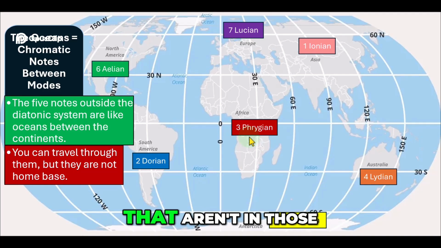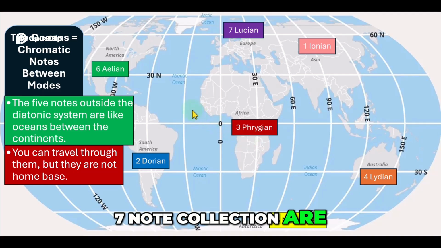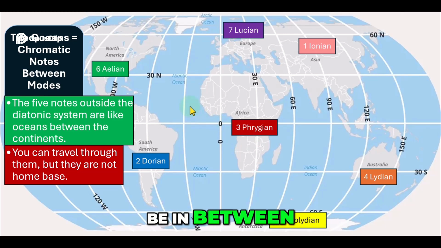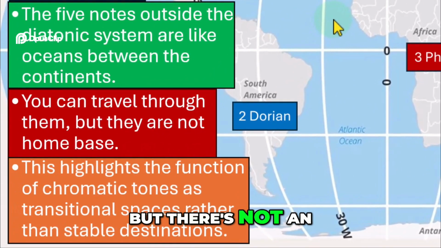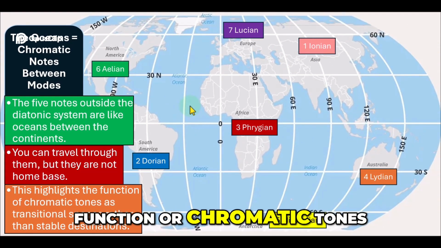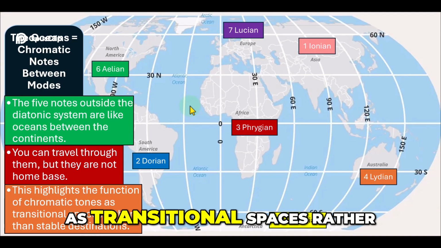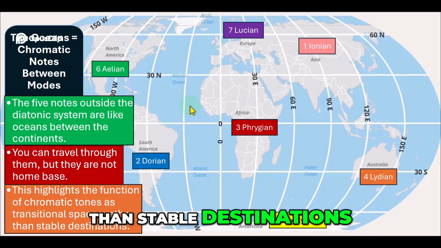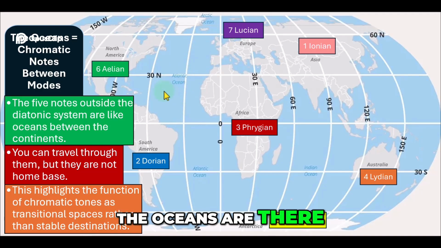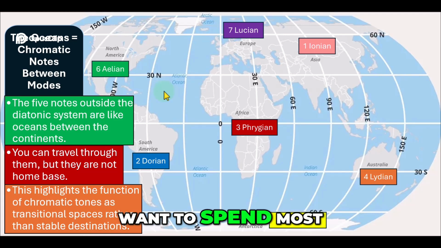And then the ones that aren't in those 7-note collections are the ones in between. Those are the oceans. They're always going to be in between, always a half step down or a half step up. But there's not an ocean between each of the notes in the collection of 7 notes. This highlights the function of chromatic tones as transitional spaces rather than stable destinations. So we still want to be able to identify that the oceans are there, but that's not where we want to spend most of our time.